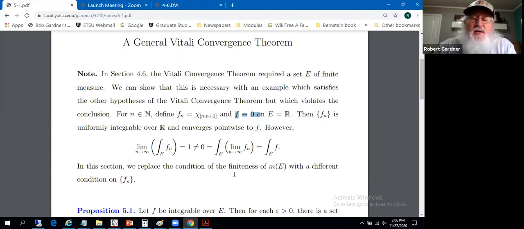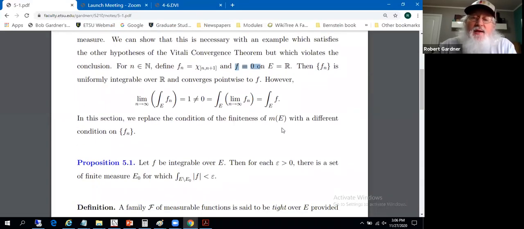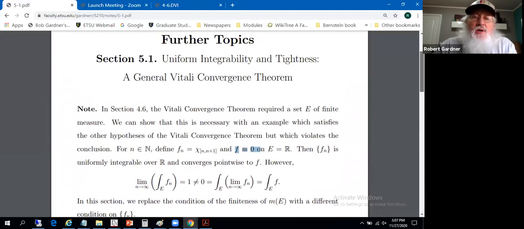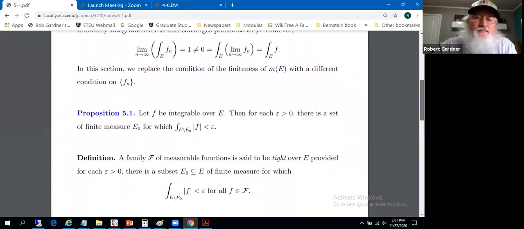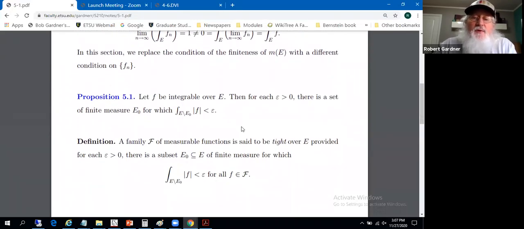What we're going to do is replace the condition of finiteness in measure, the finiteness of the measure of E, with a different condition on the sequence of functions. And that condition will be called tightness, as the title of the section suggests. First, a little result that kind of motivates our definition of what it means for a sequence to be tight, or a family of functions is how we'll define it.